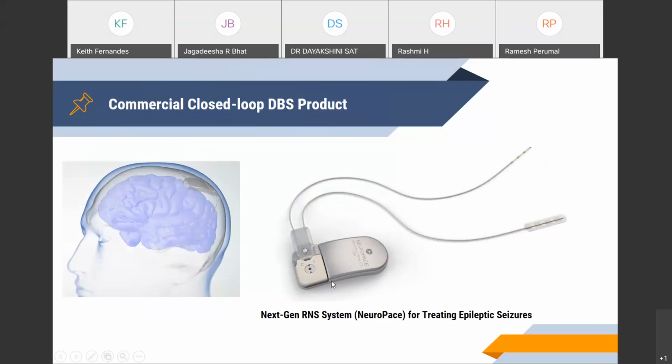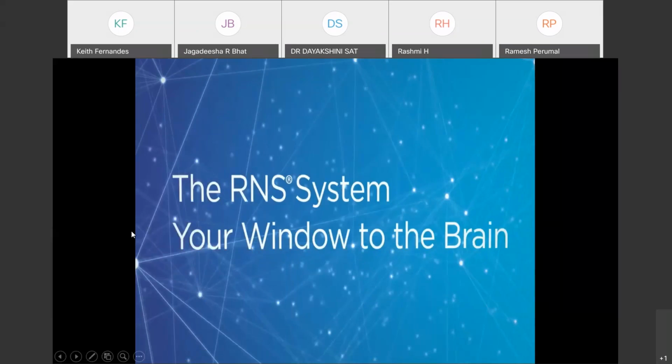Recently, in 2017, the company NeuroPace revealed their first next-gen responsive neurostimulator system. That is a closed-loop stimulation system to treat epileptic seizures. Here you are going to see the principle of closed-loop deep brain stimulation.